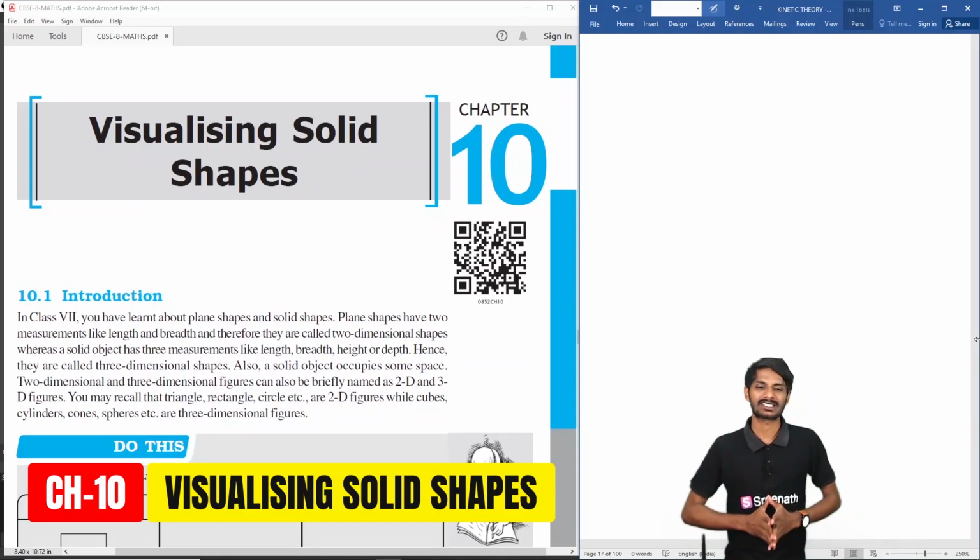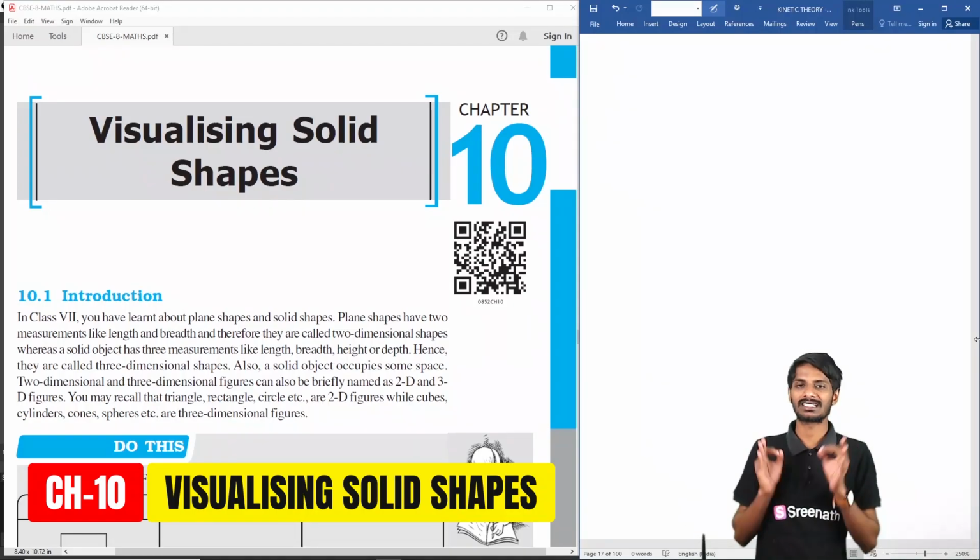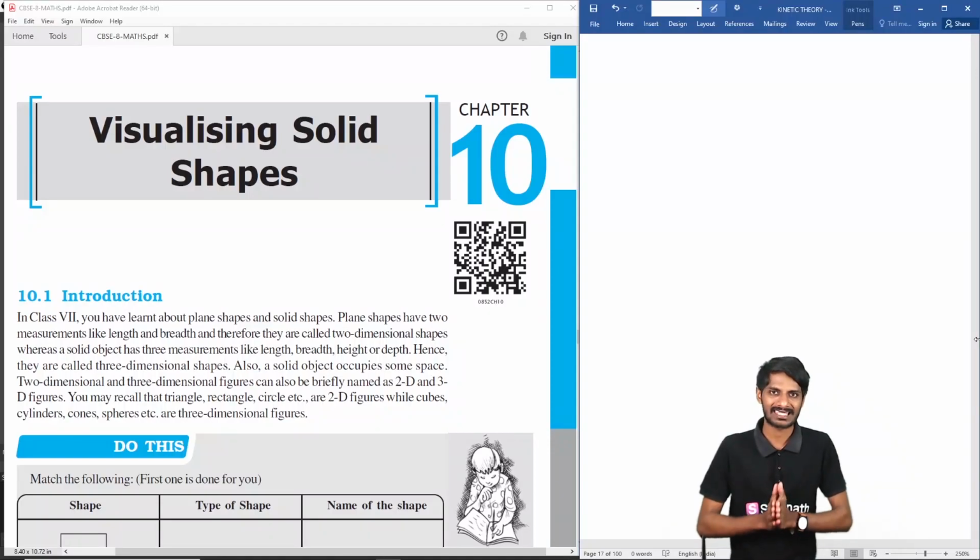In this video, we are going to discuss Visualizing Solid Shapes, which is the 10th chapter from 8th class CBSE Maths. I am Karthik.